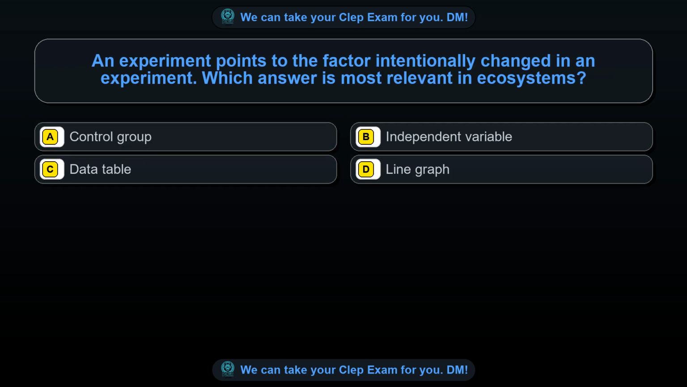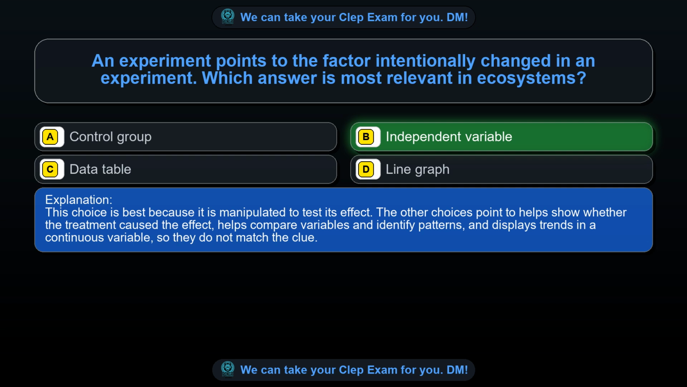Question 8. An experiment points to the factor intentionally changed in an experiment. Which answer is most relevant in ecosystems? Option A, control group. Option B, independent variable. Option C, data table. Option D, line graph. The correct answer is option B, independent variable.